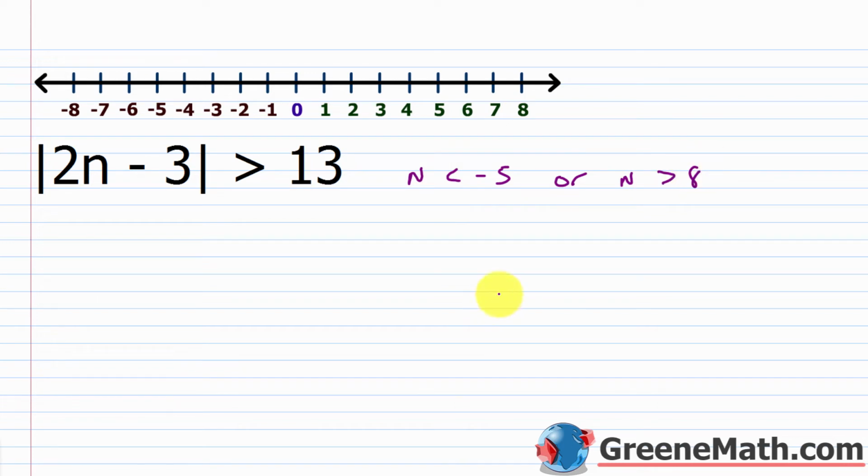In interval notation, I could write from negative infinity up to but not including negative 5. And it's the union with this other set, which is anything larger than 8 out to infinity. Now, graphically, at negative 5, I'd put a parenthesis facing to the left, and I'd shade everything this way. And at 8, I'd put a parenthesis facing to the right, and I'd shade everything this way.